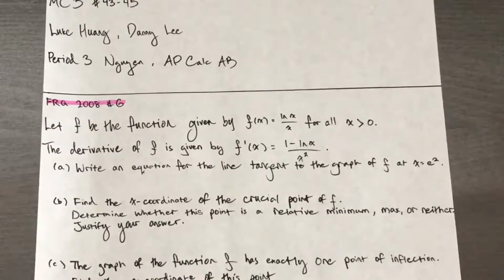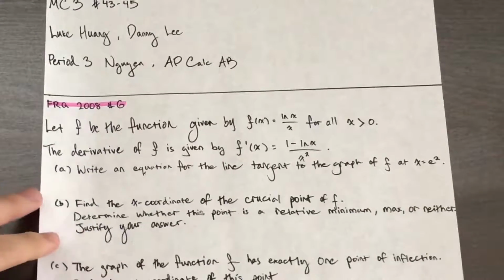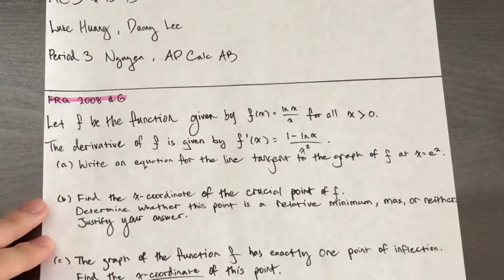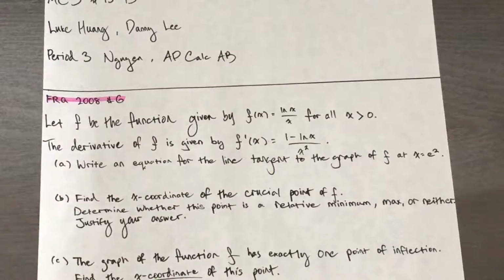Let f be the function given by f of x equals ln x over x for all x greater than 0. The derivative of f is given by f prime of x equals 1 minus ln x over x squared. So let's look at A. Write out an equation for the line tangent to the graph of f at x equals e squared.